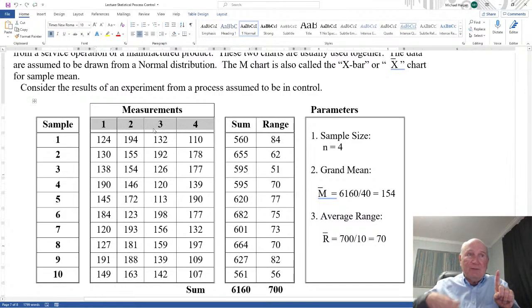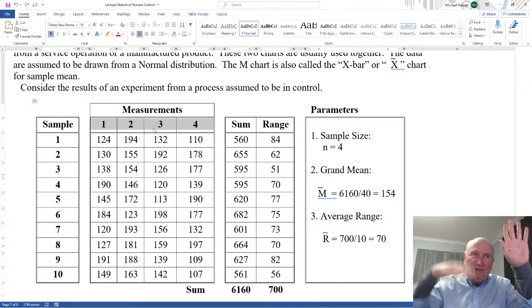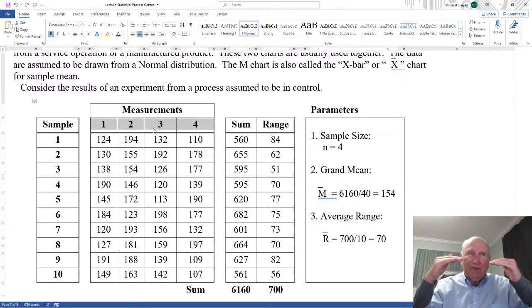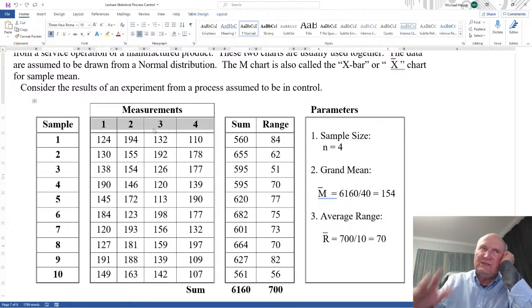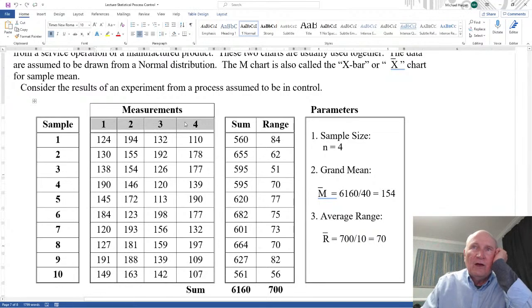They don't have to be the same for the P and C charts. The sample size in the experiment and the chart could be different. But for the M and R charts, the sample size in the experiment and the chart are always the same in this development. There are different ways you can get around it, but not here. Okay, sample size. 2, the second parameter is the grand mean. That's the average of everything.